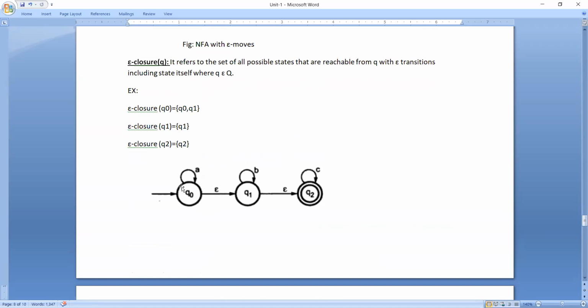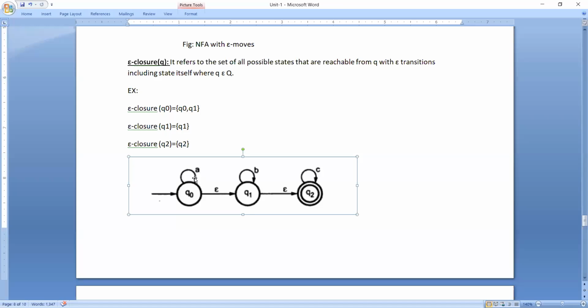Now let's check whether this NFA epsilon accepts A or not. Happily it will accept. How? On Q0, by reading A, I will be on the same state, but as I have an epsilon transition, I will reach Q1. On Q1, by reading epsilon, I will reach Q2. Finally, I am able to reach the final state. From this, I can say that A is accepted. Then B is accepted. C is also accepted.